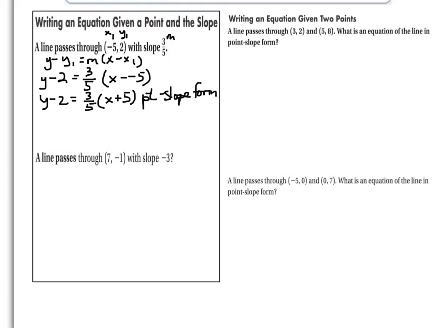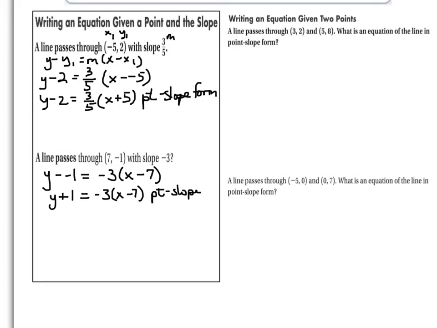Okay, so let's take a look here at number 2. It says a line passes through the ordered pair 7, negative 1 with a slope of negative 3. So again, y minus negative 1, y1, equals the slope of negative 3 times the quantity x minus 7. Okay, I got to clean it up a little bit. This becomes y plus 1 equals negative 3 times the quantity x minus 7. Again, this is point-slope form, if they want it in point-slope form.